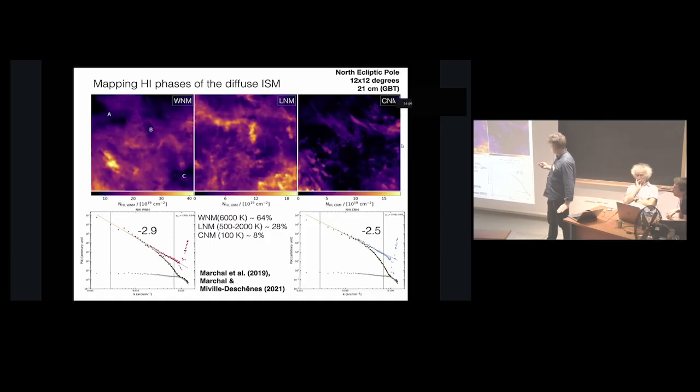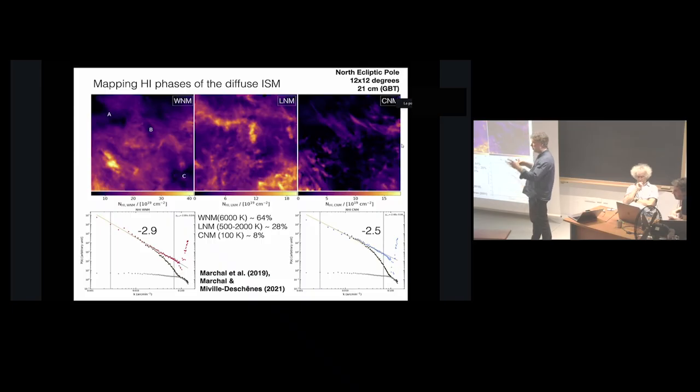So I just want to show you that we are now able to separate those phases from emission data, analyzing the spectral cubes of the 21 centimeter emission, using techniques to separate narrow lines from wide lines. And we are able to make maps and cubes, in fact, of what is coming from the warm phase and from the cold phase.